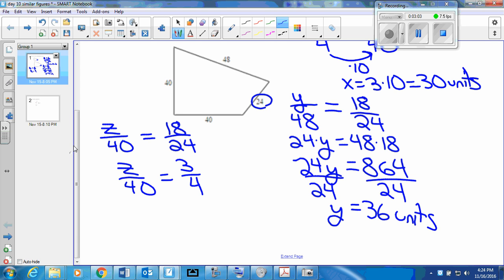Now I can do the scale factor again. 4 times 10 was 40. So in the top, to find z, I would multiply 3 times 10, and I get 30 units.